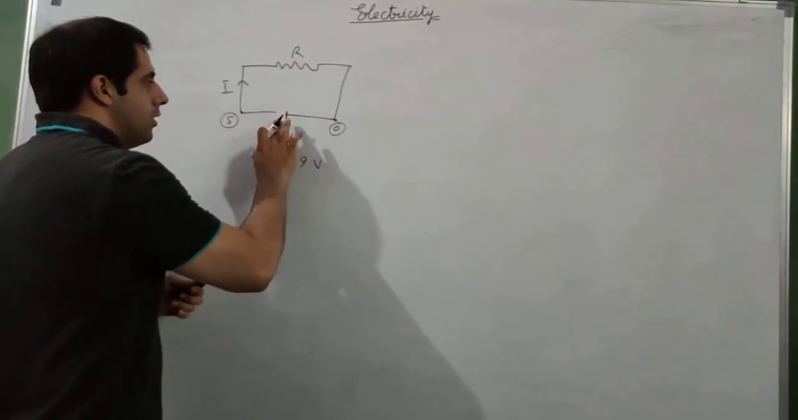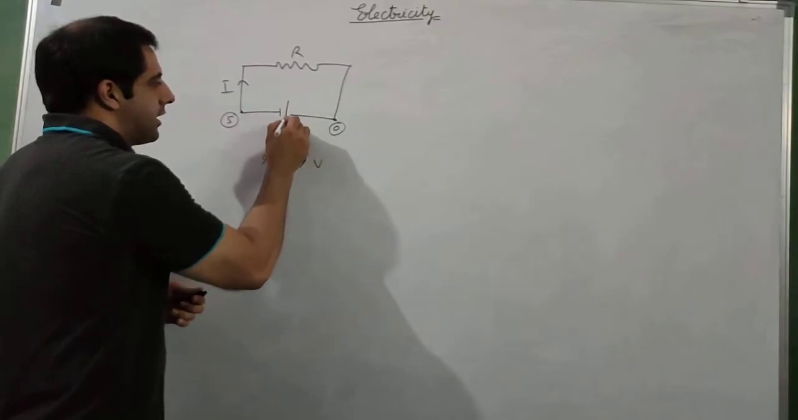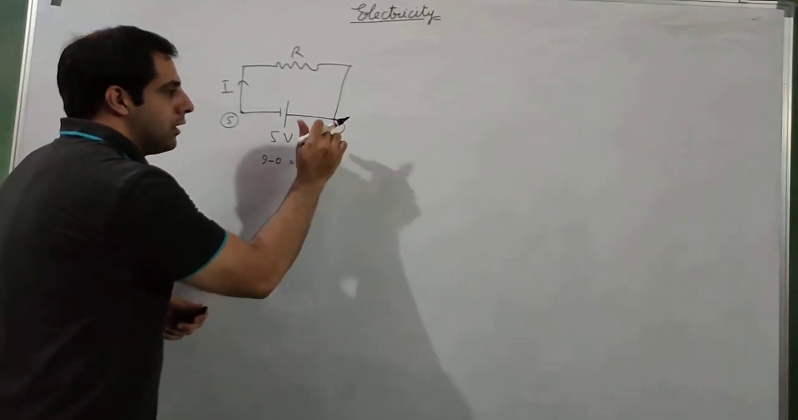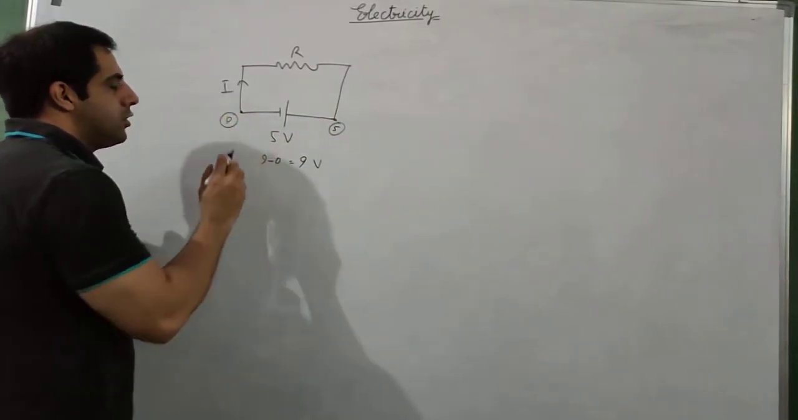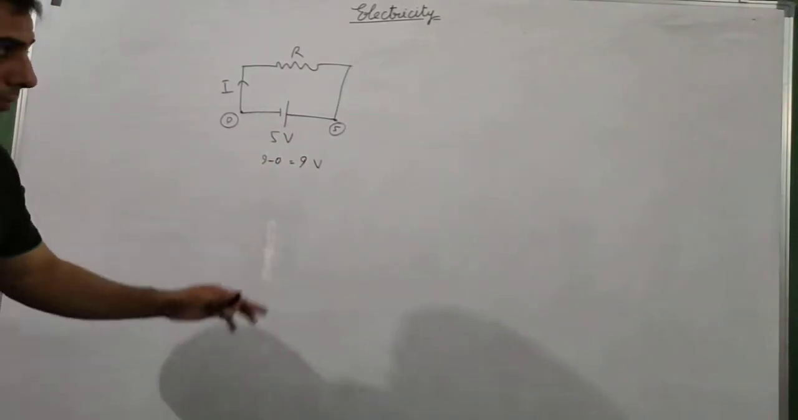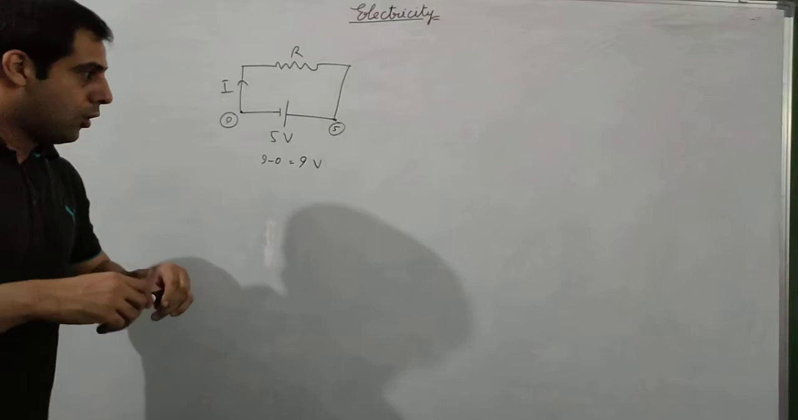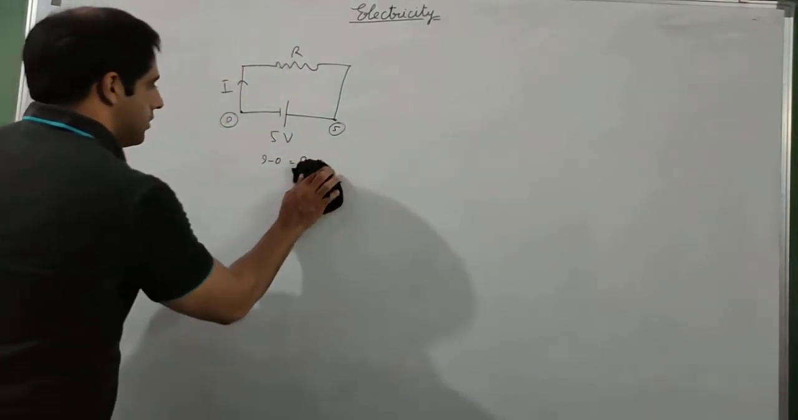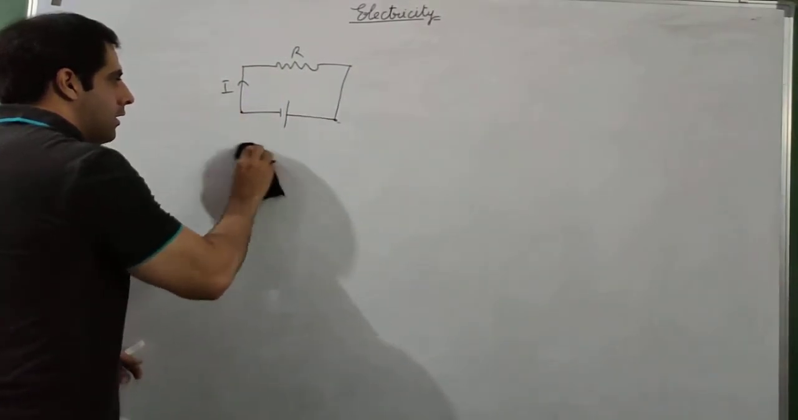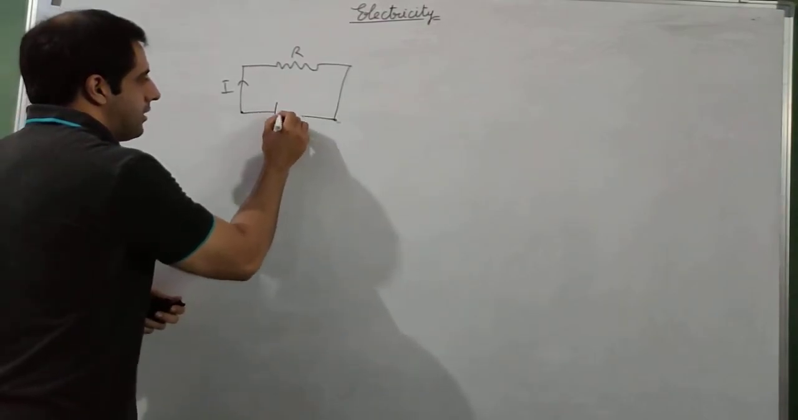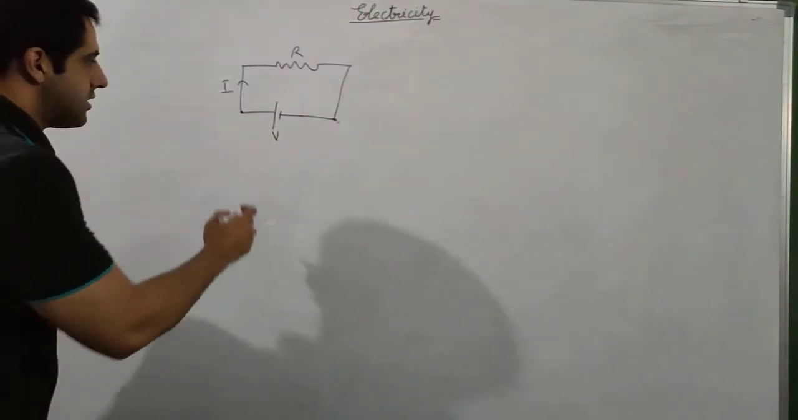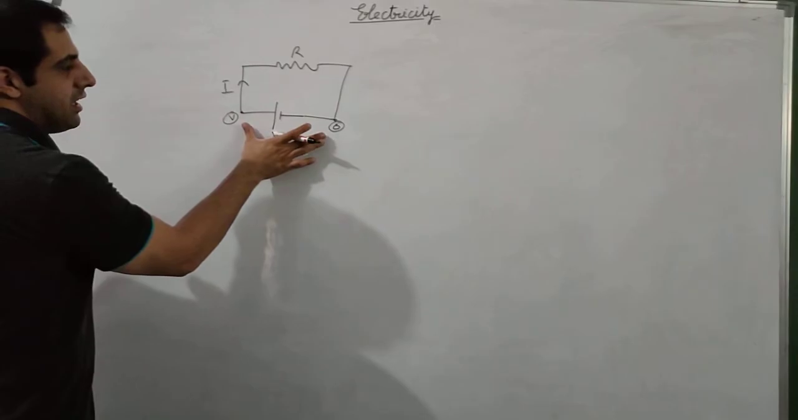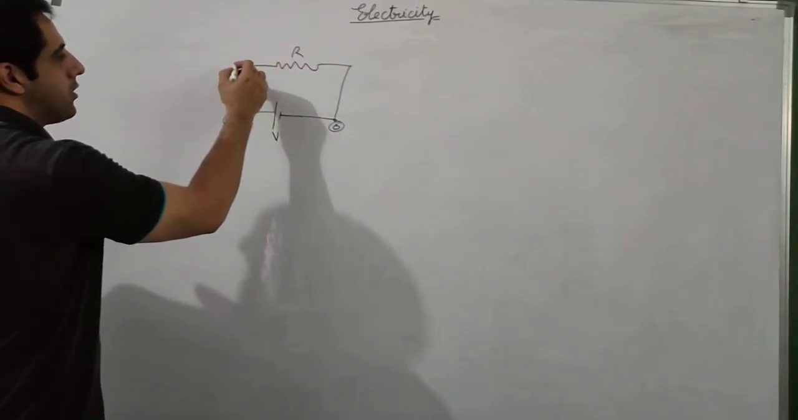Suppose this battery were connected like this, negative terminal on this side, then we would have assumed 5 volt on this point and 0 on this point, so that 5 minus 0 becomes equal to 5. So the potential difference remains the same, only the points change according to the terminal of the battery. So this means that if we have connected a battery like this of V potential difference, then here it is V and here it is 0.